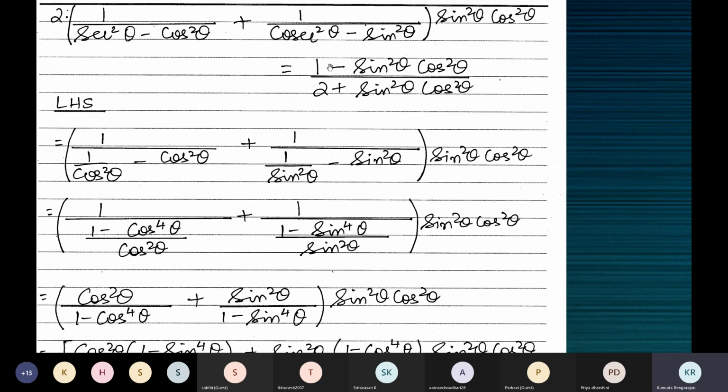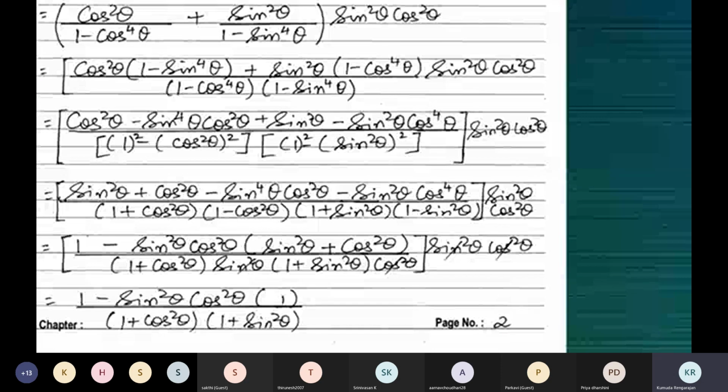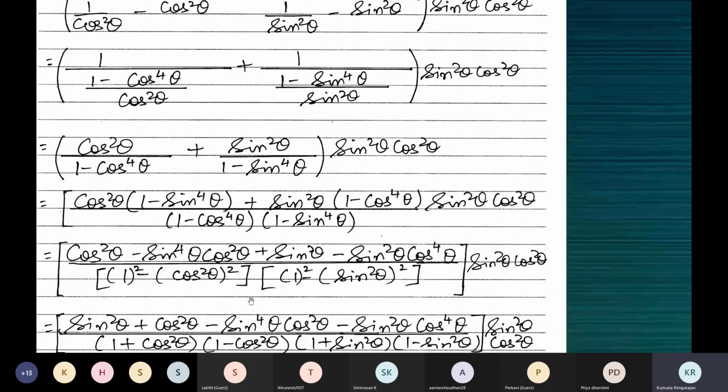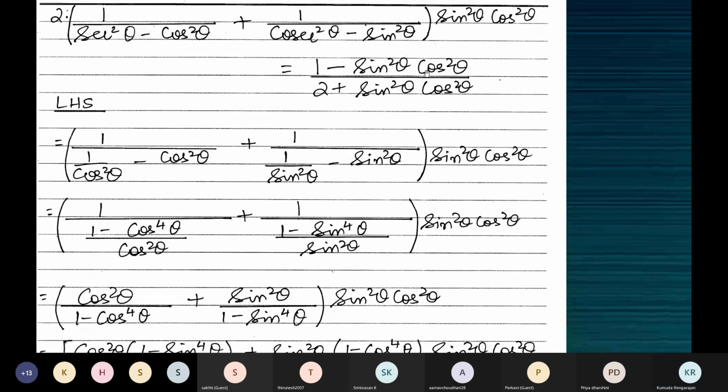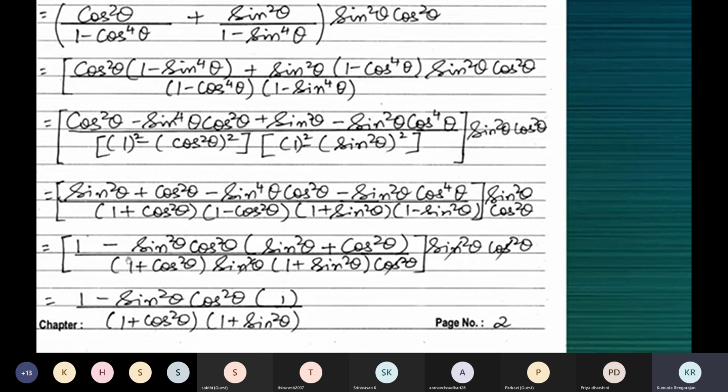See here, the RHS numerator is 1 minus sin square theta cos square theta. So let's not disturb it. We already got the numerator of the RHS. The denominator is 2 plus sin square theta cos square theta. So the numerator is done, children, because this is what is in the numerator of the RHS. So this one we have to simplify.